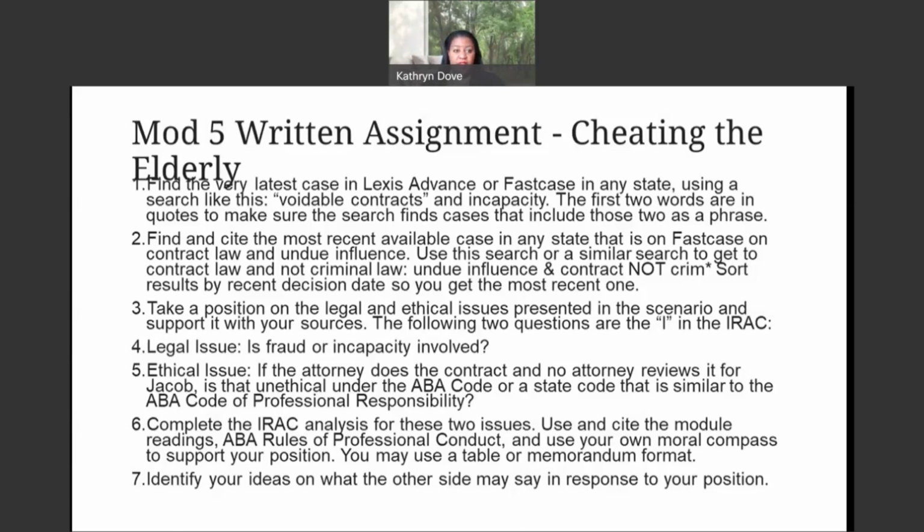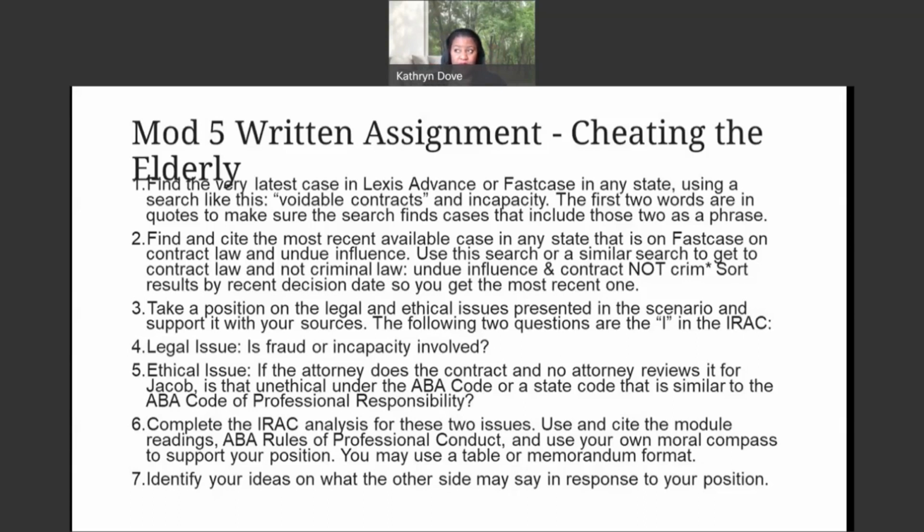Okay, find and cite the case that is most recent on contract law and undue influence. Make sure you're looking at contract cases, not criminal law cases. So you would use this search: undue influence, the ampersand, contract, and then in caps, NOT CRIM, and put the little asterisk there. That means that when you search on Lexis Advance, it will ignore criminal cases. We're dealing with a civil matter, which is contract law.